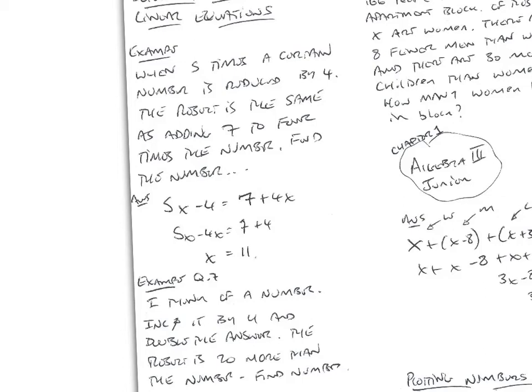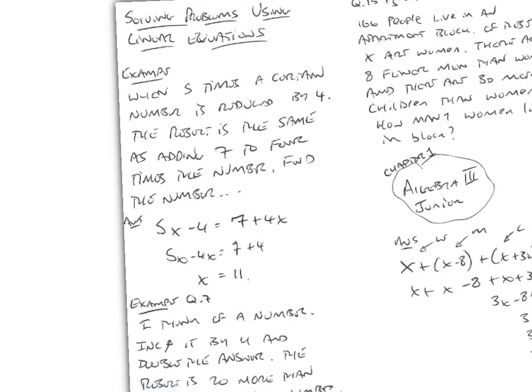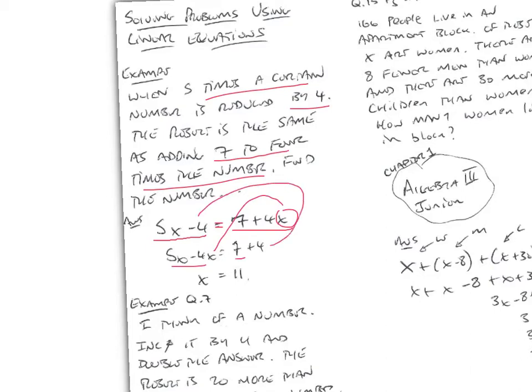So let's look at solving a problem using linear equations. When 5 times a certain number, that's x, is reduced by 4, the result is the same as adding 7 to 4 times the number. So the result is equal to 7 plus 4x. So 5x minus 4x must be equal to 7 plus 4, x is equal to 11. That number is 11. We did these in first year, okay?